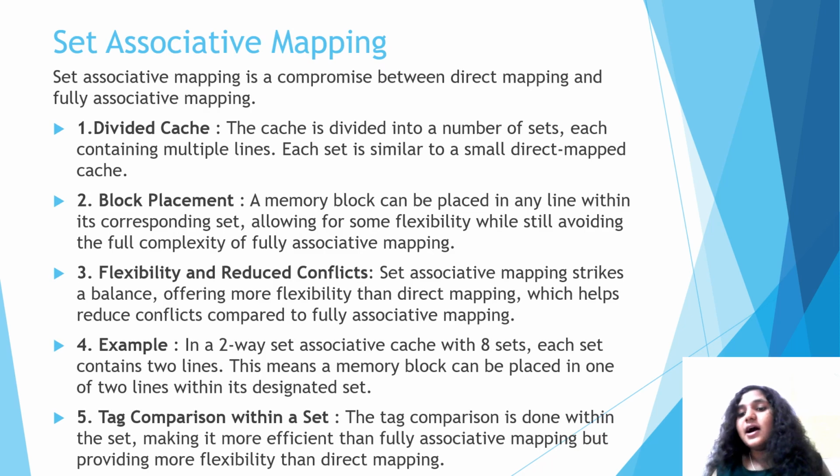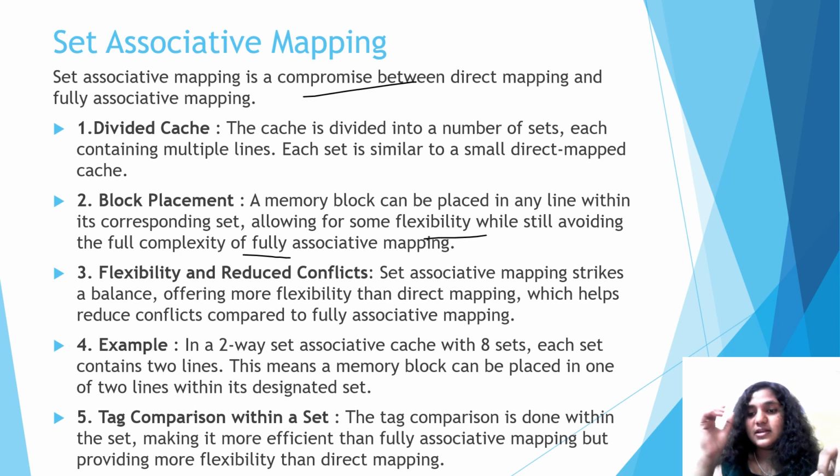The next and last type of mapping function is set associative mapping. Set associative mapping is a compromise between direct mapping and fully associative mapping. Let us learn more about it. Divide cache: the cache is divided into a number of sets, each containing multiple lines. Each set is similar to a small direct mapped cache. Block placement: a memory block can be placed in any line within its corresponding set, allowing for some flexibility while still avoiding the full complexity of fully associative mapping.